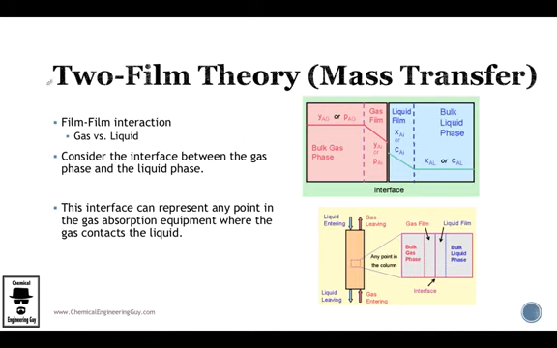As stated before, we're going to be using the two-film theory in order to solve our gas absorption problems. We need two films. Hopefully you get the idea that the first film will be the gas and the second film will be the liquid one. So we want to see the film-film interaction between gas and liquid. For this, we need to consider the interface between the gas phase and the liquid phase. So essentially what you want to make your analysis on is this interface right here.